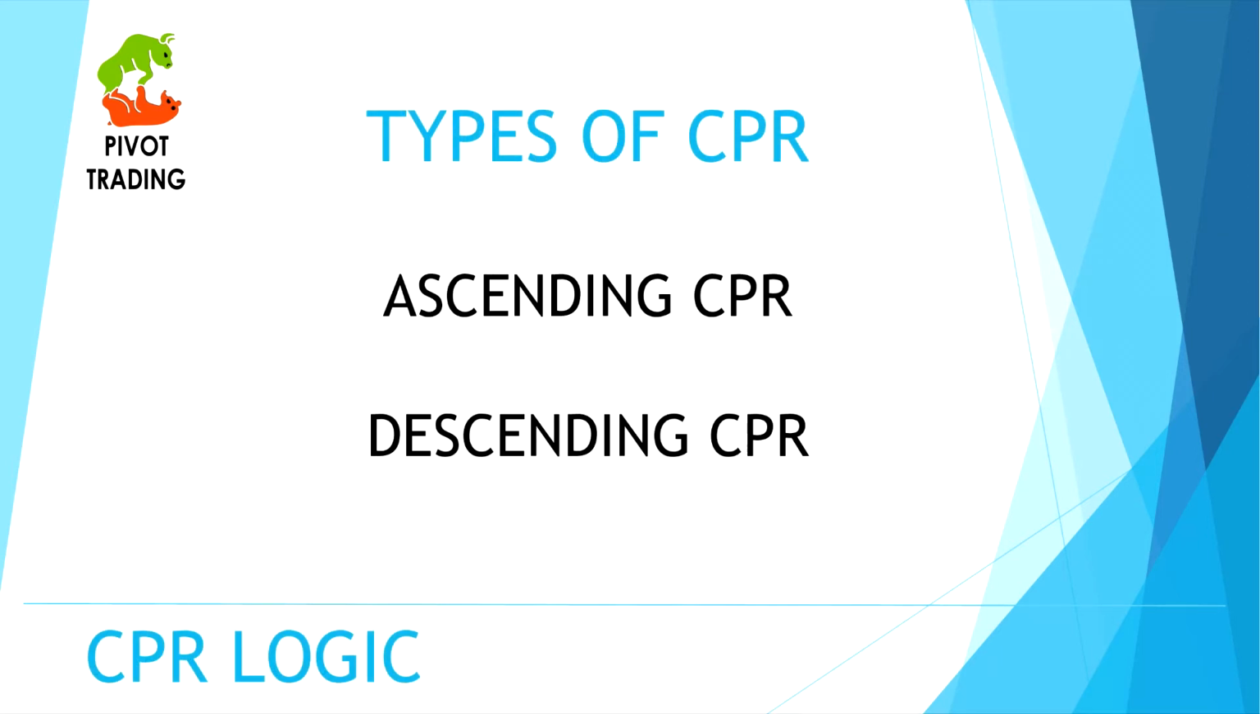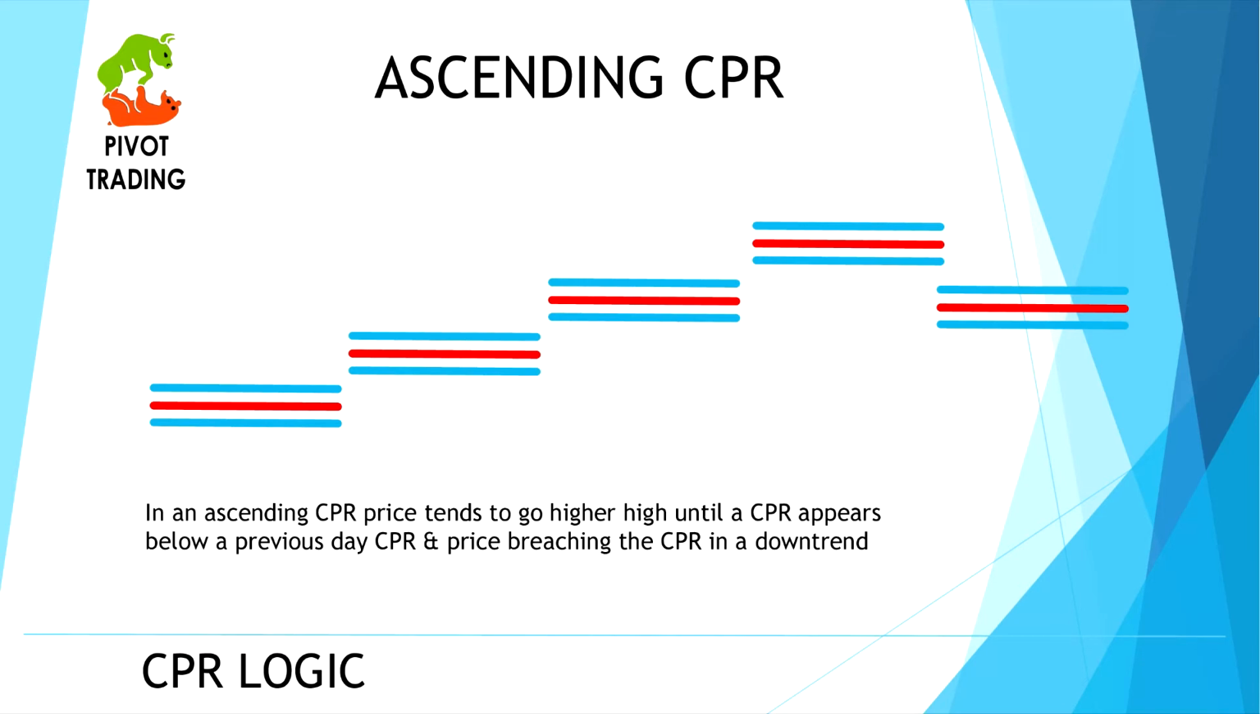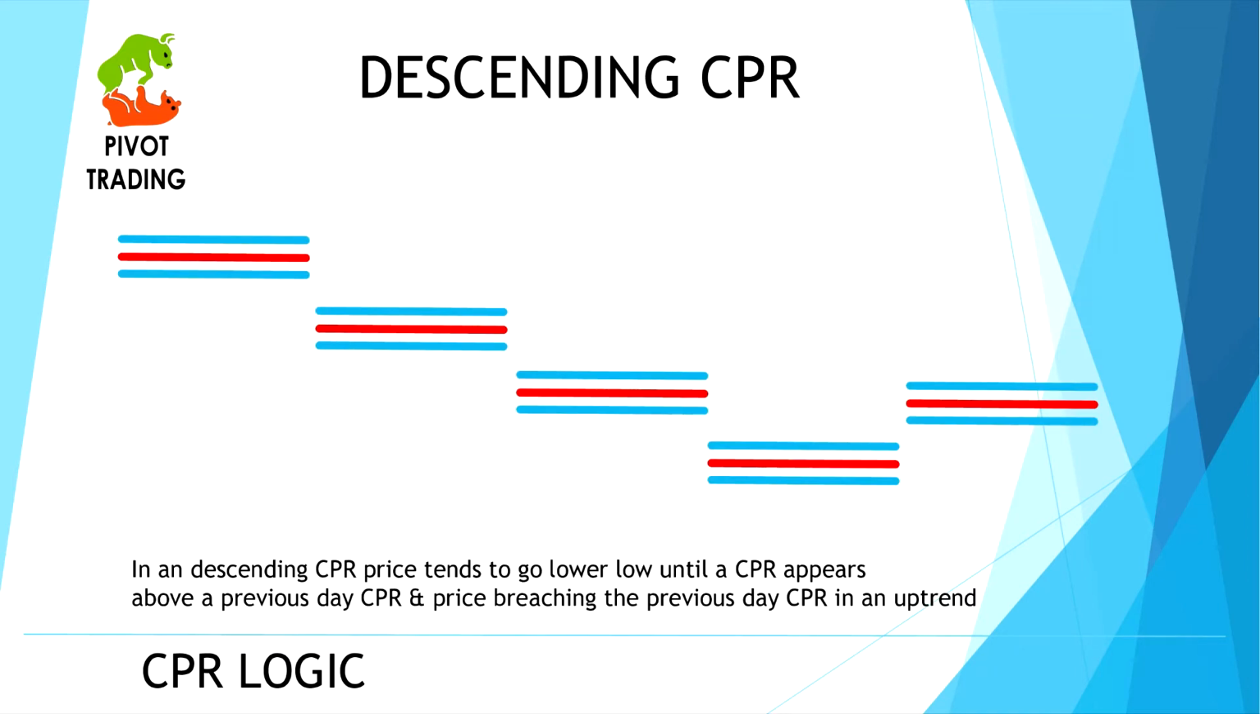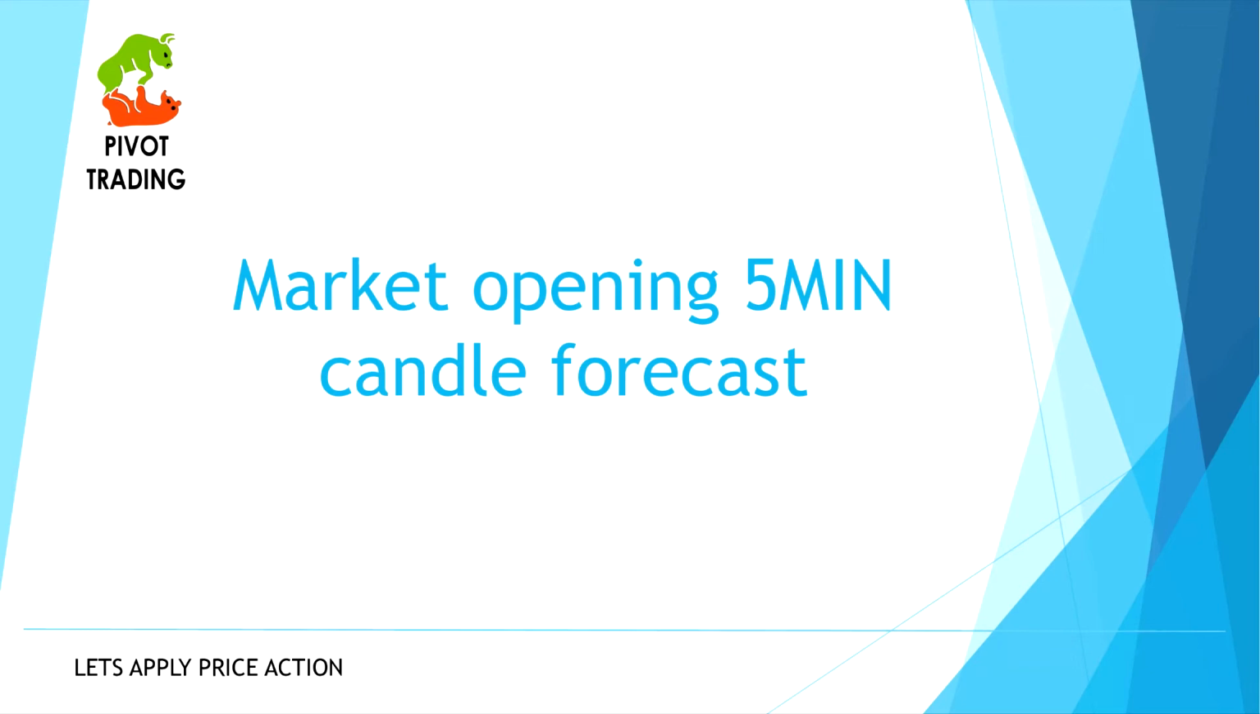Types of CPR: ascending CPR, descending CPR. In an ascending CPR, price tends to go higher until a CPR appears below a previous day CPR and price breaching the CPR in a downtrend. In a descending CPR, price tends to go low until a CPR appears above a previous day CPR and price breaching the previous day CPR in an uptrend.